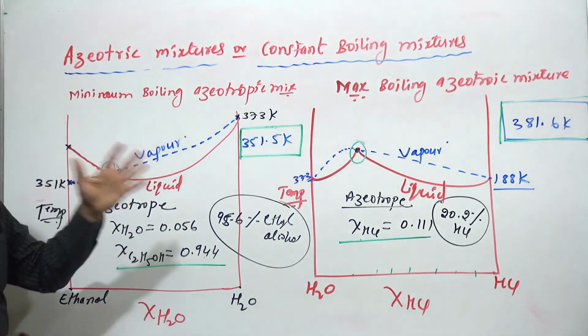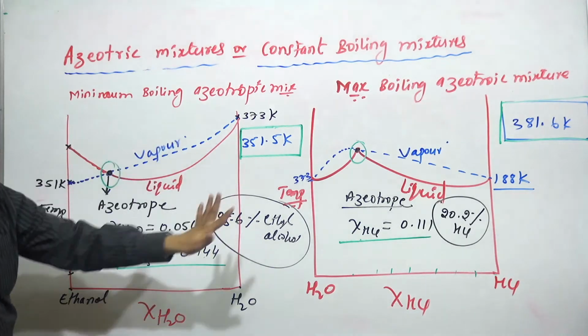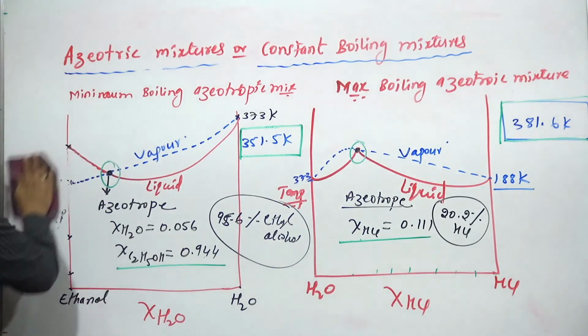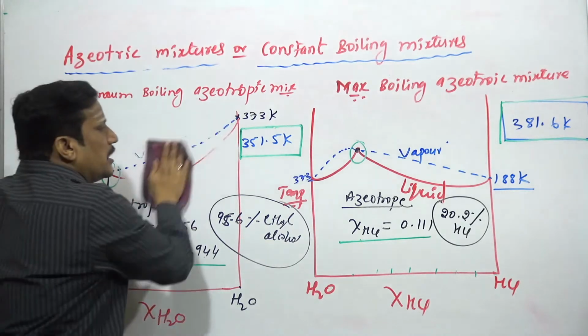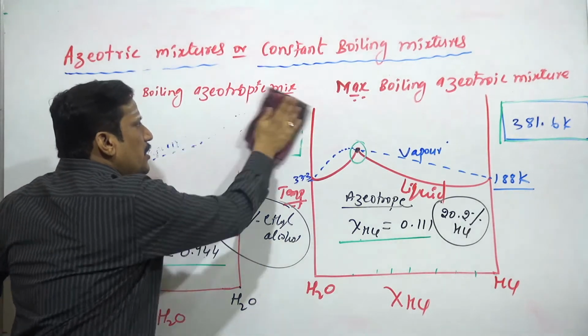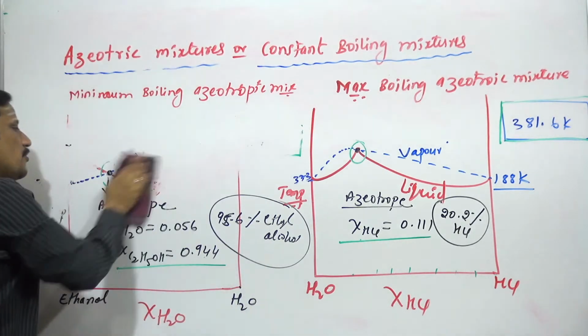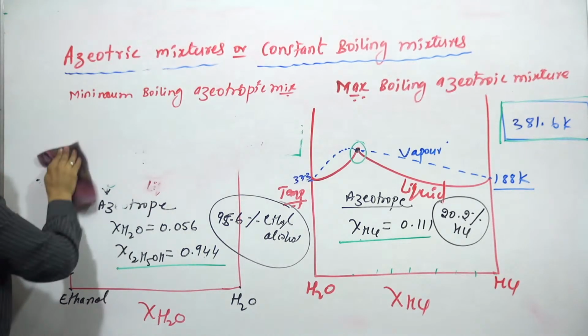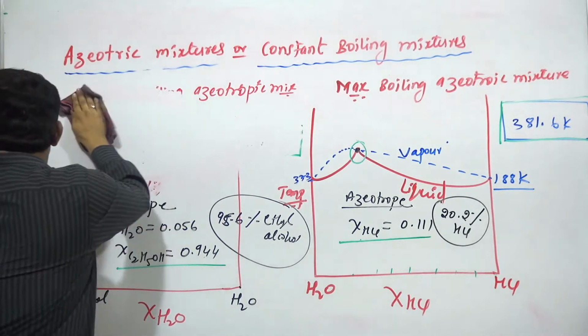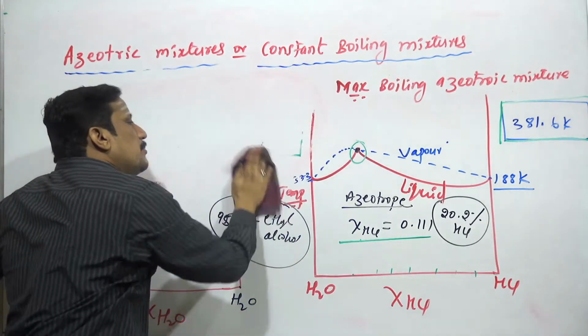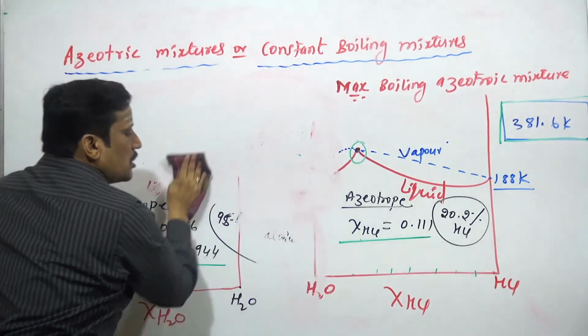My idea is to show only these points from this graph, not much more. No question is asked related to the entire graph, even in NEET. But these points represent what I wanted to show, the minimum boiling azeotropic mixture and the maximum boiling azeotropic mixture.